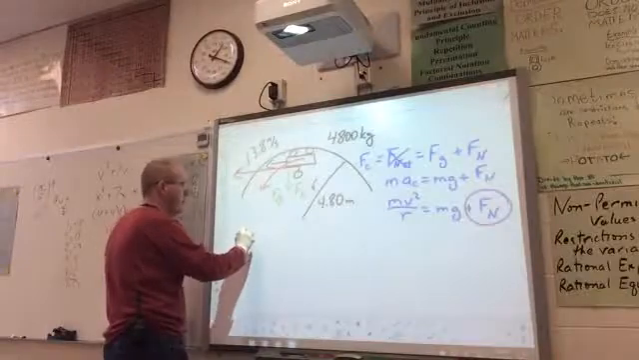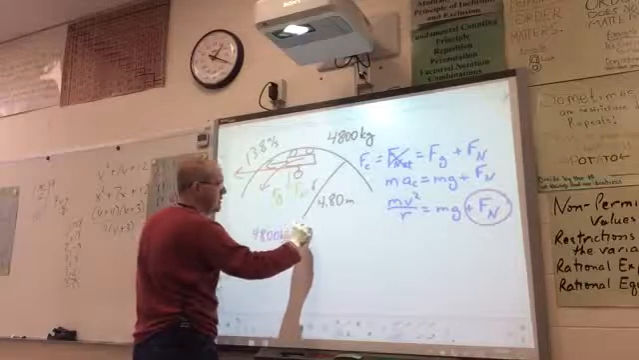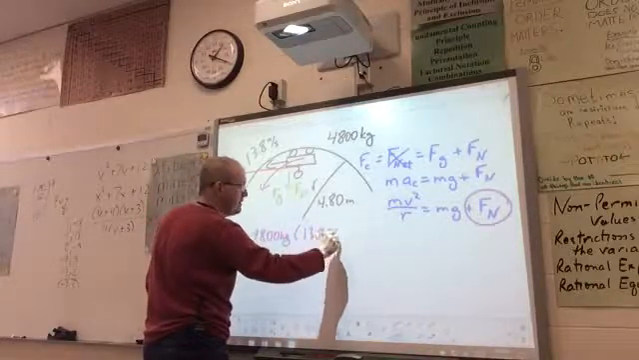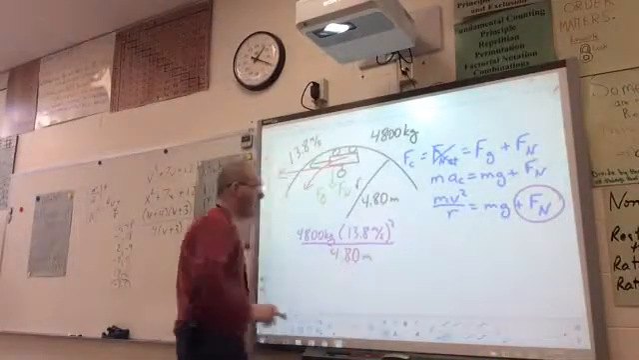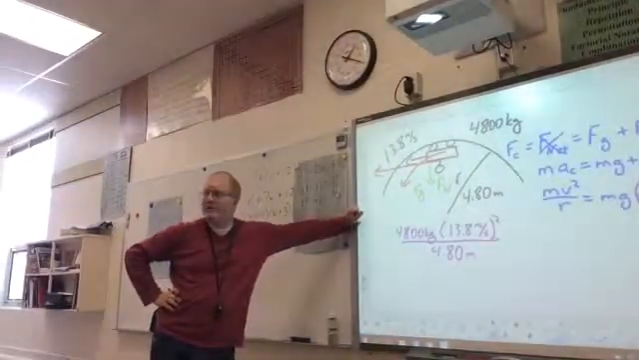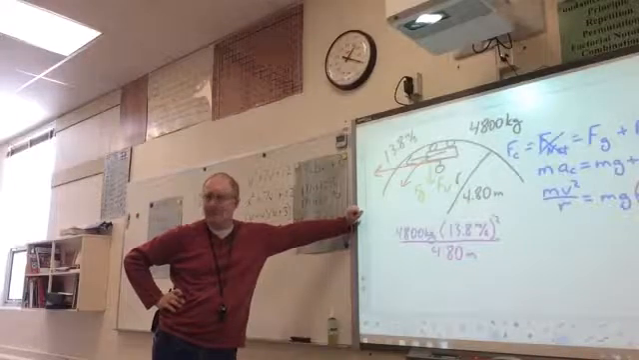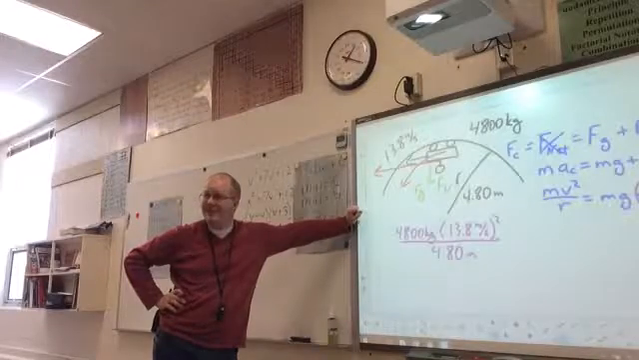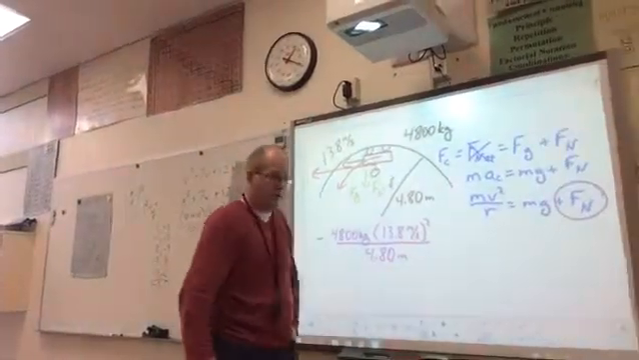So, what's going on here? We know mass, 4,800 kilograms. The velocity is 13.8 meters per second, squared, divided by the radius, 4.80 meters. Now, before we go any farther, which way is this force going? What's the direction of the centripetal force? To the center, which in this instance is down, which makes this negative to show the direction.